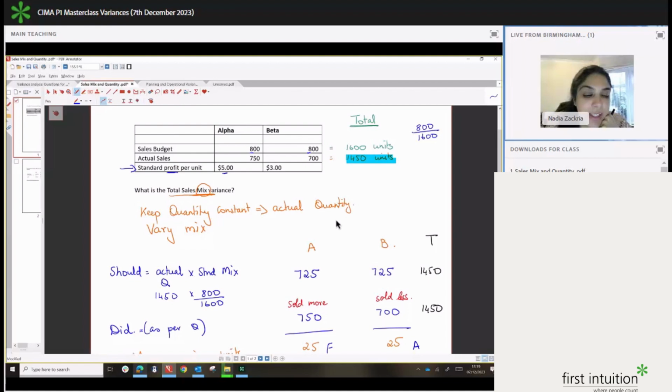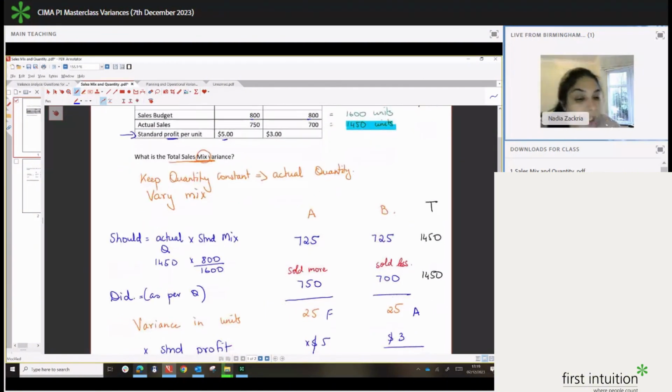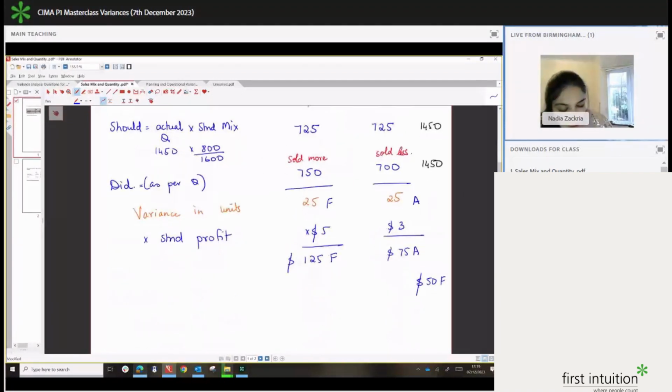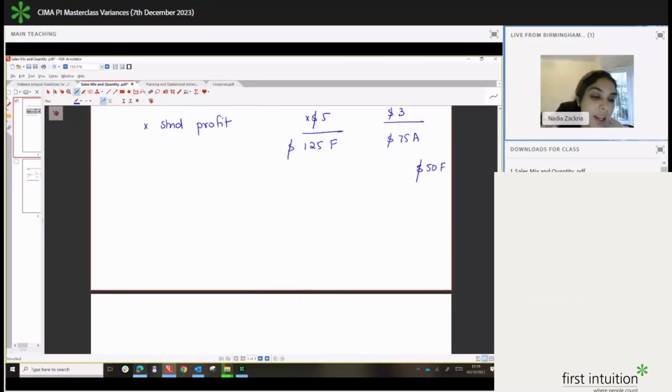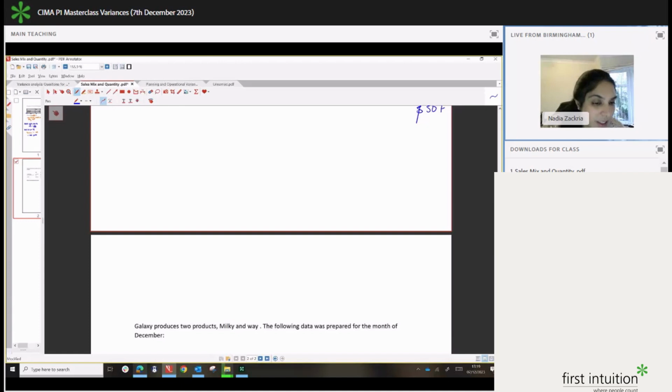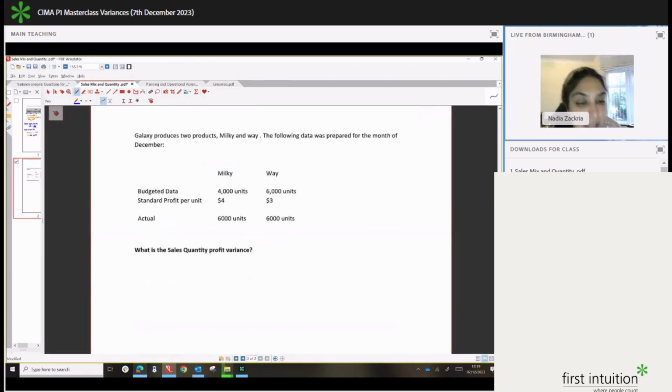Right? So sales mix, keep the quantity constant, vary the mix. On the other hand, you could also be asked the quantity variance. Now, please note, you'll never be asked both of them in one question. They'd be each worth 2 marks, so they will be examined separately.